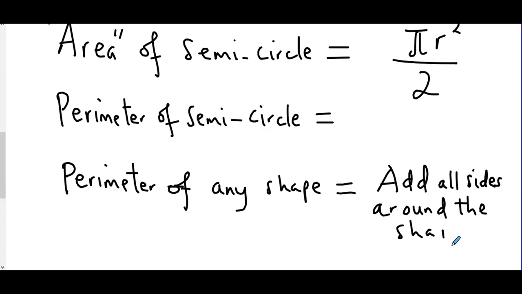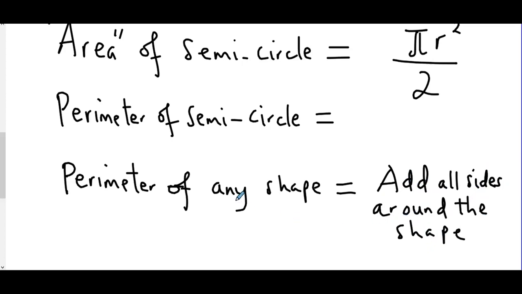We don't have a separate formula for the perimeter of a rectangle, a square, a trapezium, a parallelogram, or whatever shape it is. Just look at the shape and see how many sides there are. So simply add all the sides around the shape.